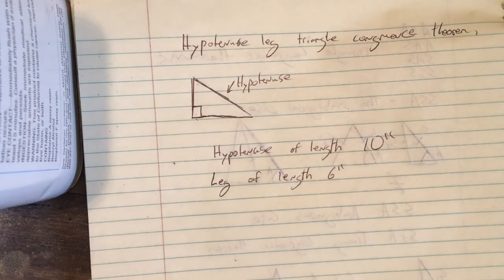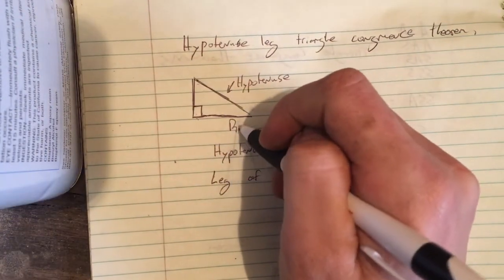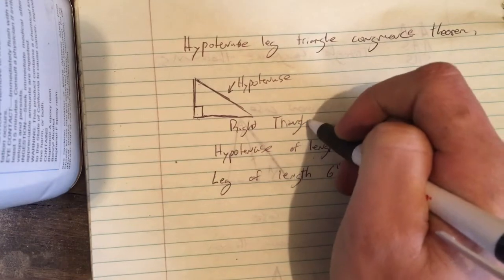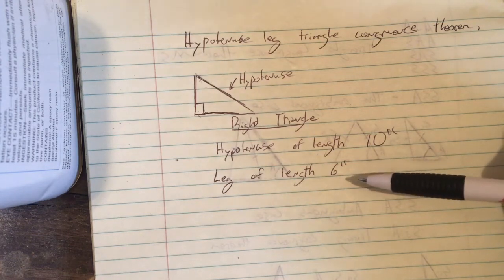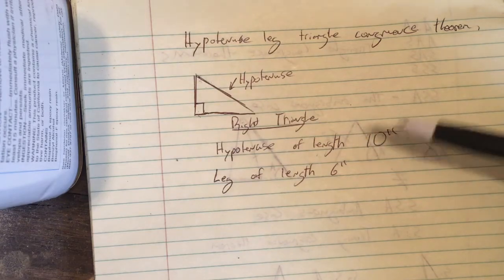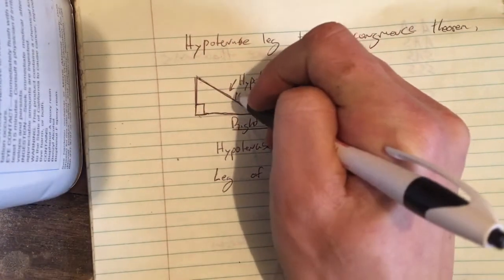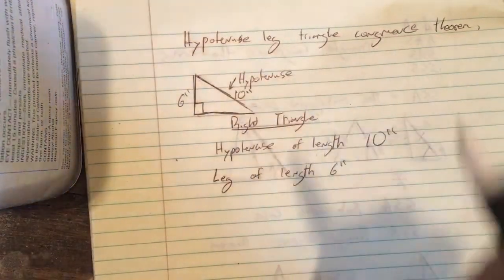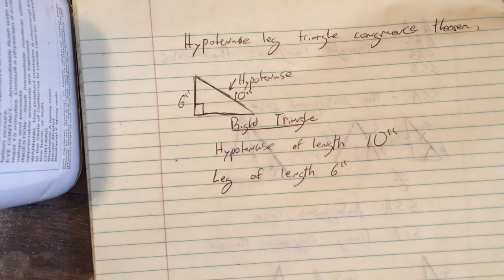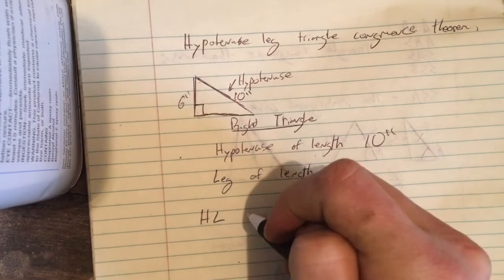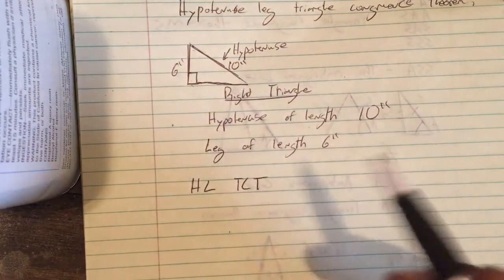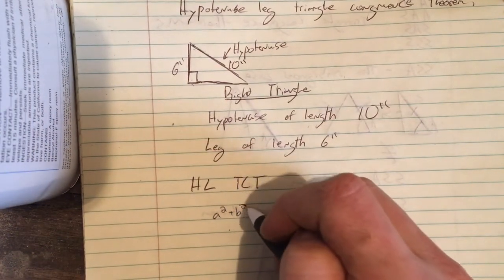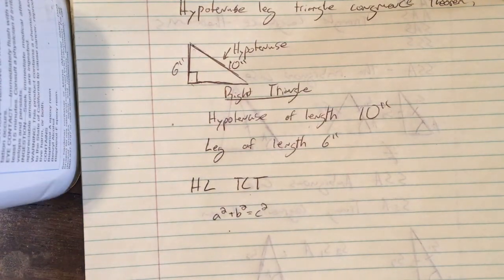So you should know that this is a right triangle. I have a hypotenuse of length 10 inches, a leg of length 6 inches. Well, there's only one length that could occur for the other leg. I've got 10 inches here, I've got 6 inches here. There's only one length that can occur on this other leg. I can know this through the hypotenuse leg triangle congruence theorem, or I can know this through a simple use of the Pythagorean theorem. Remember, Pythagorean theorem is a squared plus b squared is equal to c squared. If I know two sides, then for sure I can know the third.